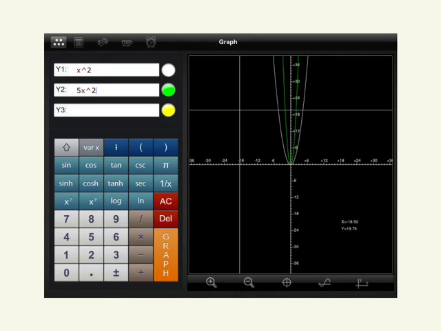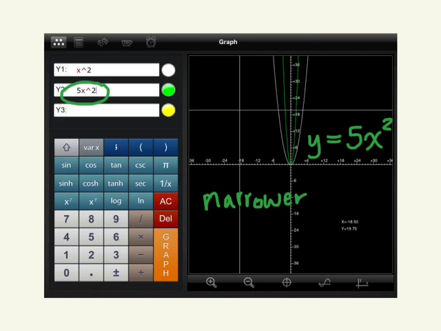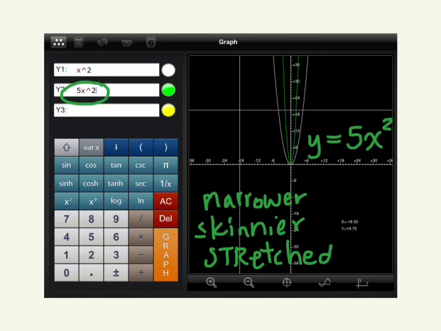Once again, we're comparing the equation to the white graph, to the parent function. So this time we have y equals 5x squared. What did you notice that happened to the graph? It became narrower. Good. Narrower. We can use the word skinnier. And you're going to see a lot in your textbook that this parabola, this graph, became stretched. So think of an elastic band. If you take an elastic band and you stretch it, it becomes thinner, right?